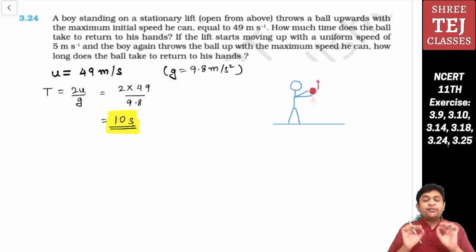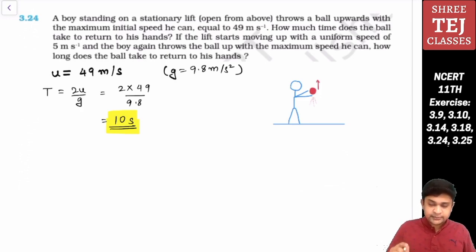In the frame of the boy, initial velocity is 0 and he is just throwing it up with 49 meter per second speed. Okay, and acceleration is same as 9.8 meter per second square towards the ground. So there is no change in conditions. Therefore, again time taken would be 10 seconds. Now let us move to the last question that we will cover today.